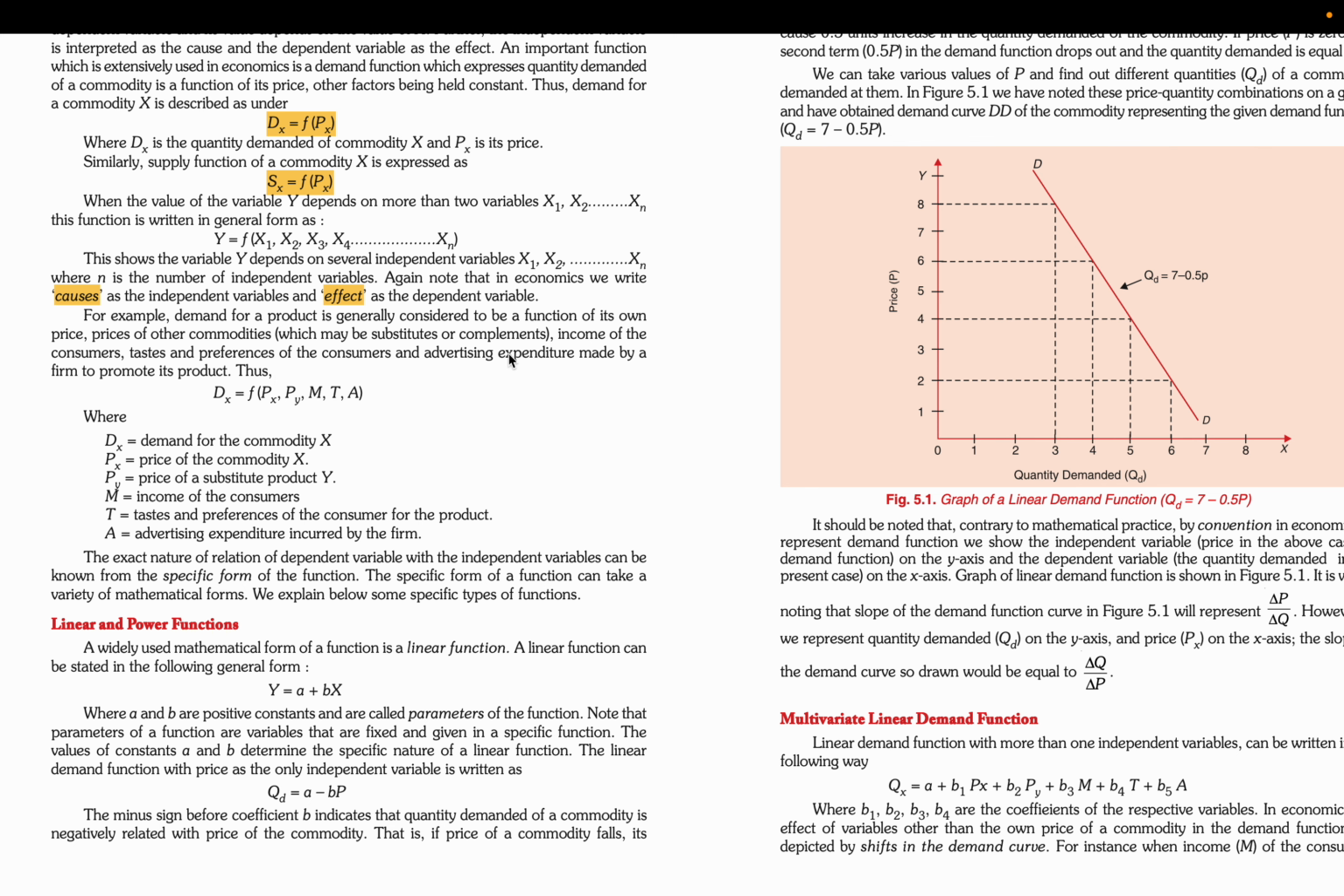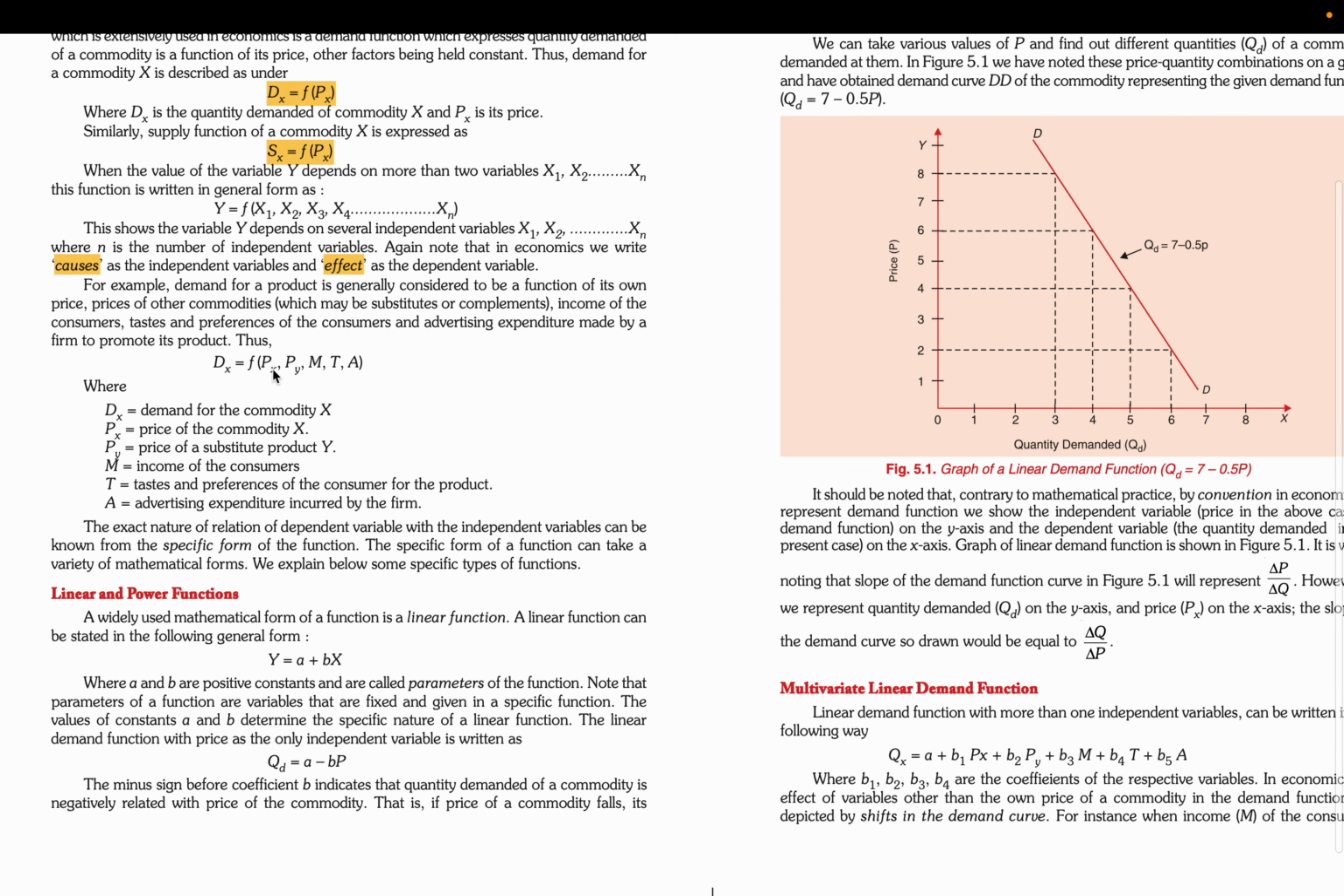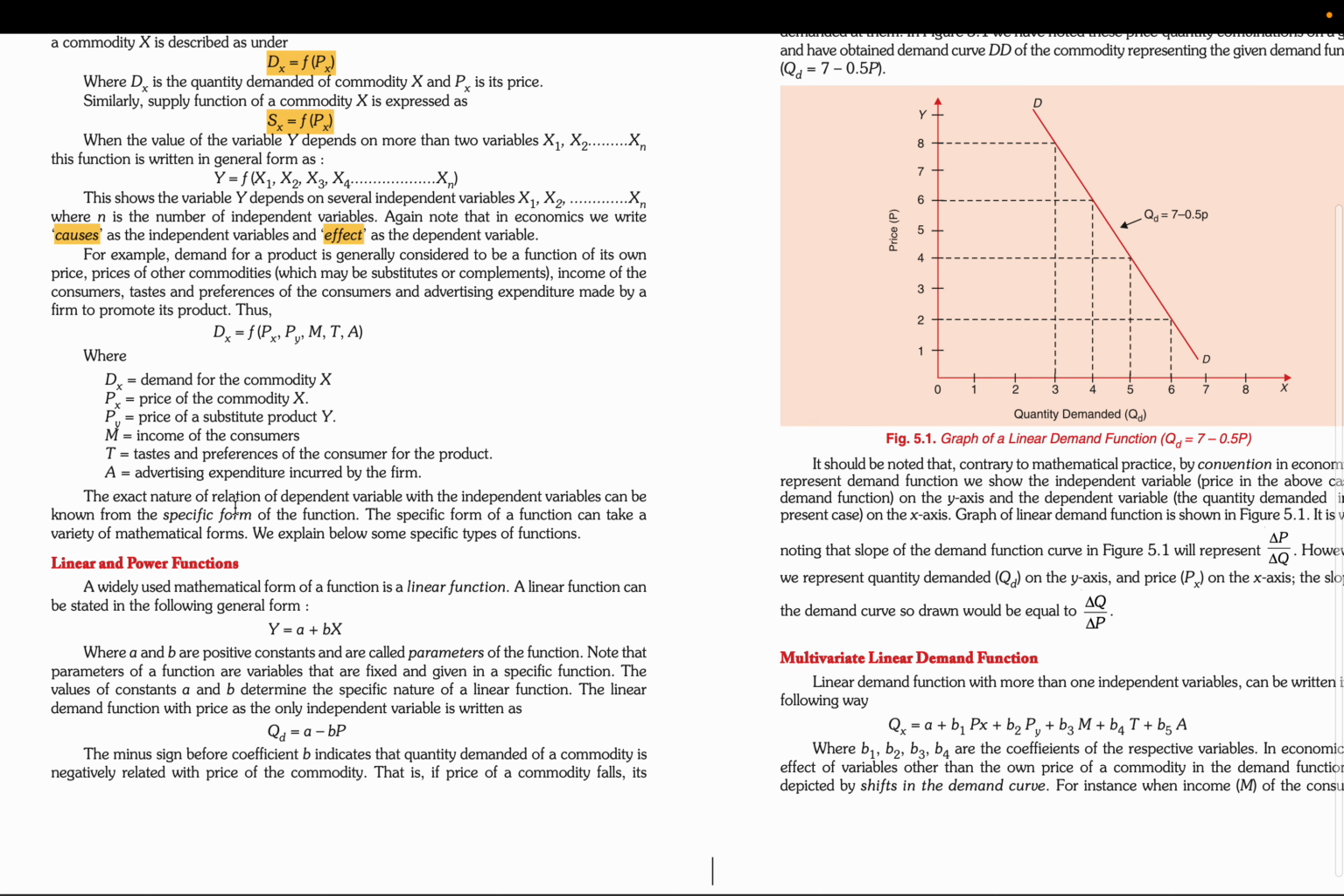For example, demand of a product is generally considered to be a function of its own price, price of other commodities, which may be substitutes or complements, income of the consumer, taste and preference of the consumer, and advertising expenditure made by a firm to promote its product. So it's going to be a function of all of these things, okay, and that's how it is denoted. The same thing is written down here as well.